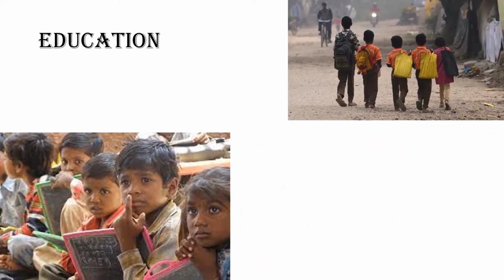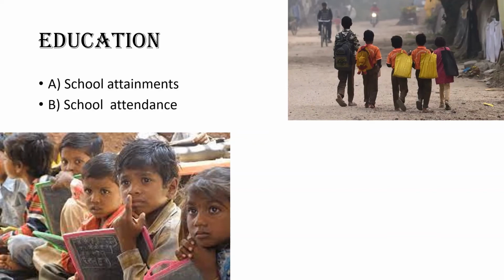The second dimension is education, and it contains school attainment and school attendance as its indicators. Number 1, school attainment. A household is said to be poor based on the number of household members who have completed at least 6 years of schooling in that family or household. Number 2, school attendance. A household is said to be poor based on school-age children who are not attending school at the stipulated time period.